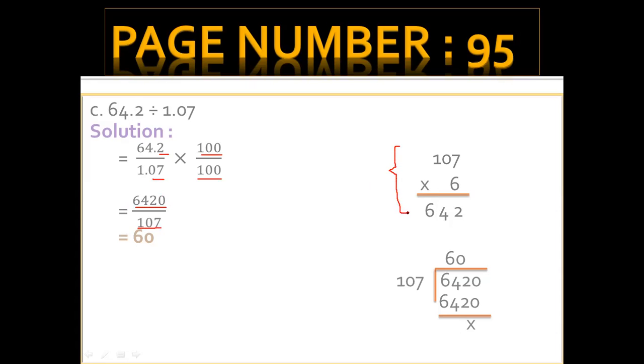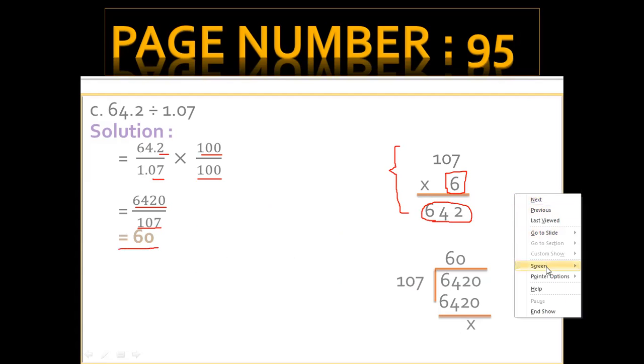Again we check which number multiplied with 107 gives the required result. You see here we multiply 107 with 60, and definitely 6420. So we write there 6 and 0, the number which is given in the numerator. It means that after dividing 6420 with 107, 60 will be our required answer.